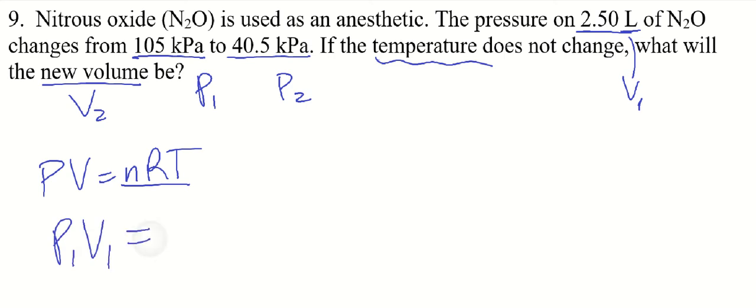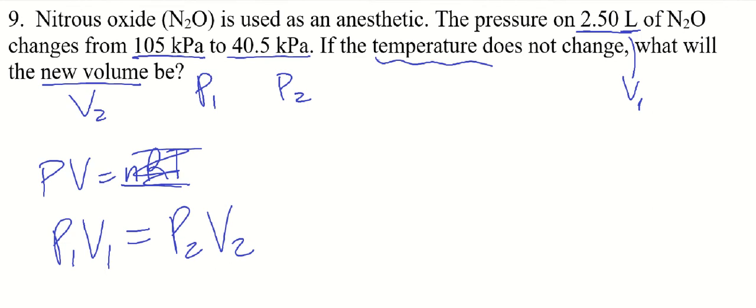So we can just write P1V1 is equal to P2V2, because this is not going to change. Before and after, whatever happens to this system of gases is going to remain constant. This is known as Boyle's law, by the way. All right, so let's just plug and play.